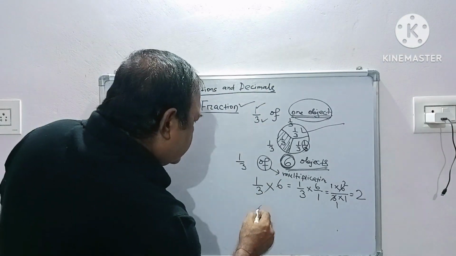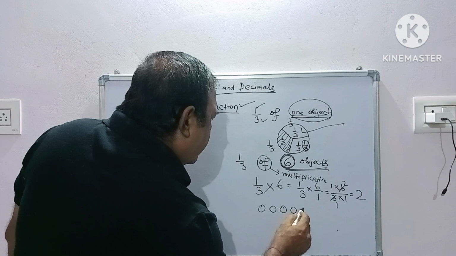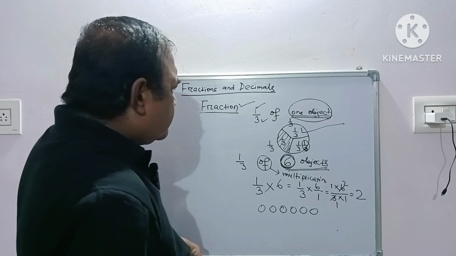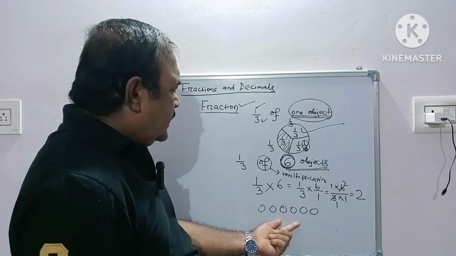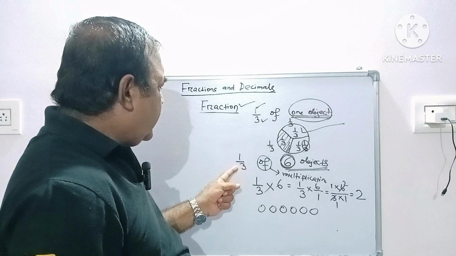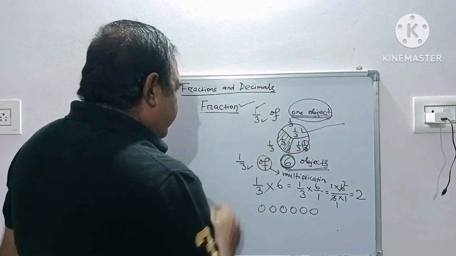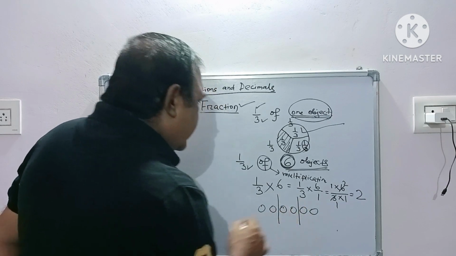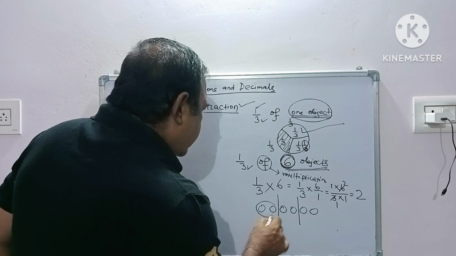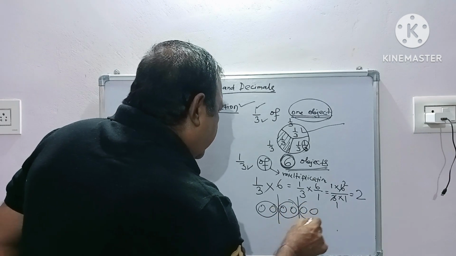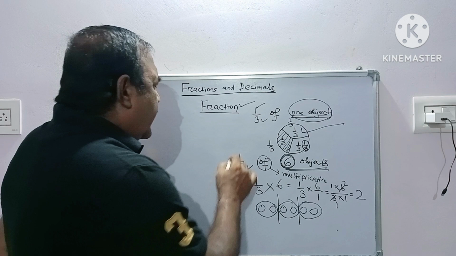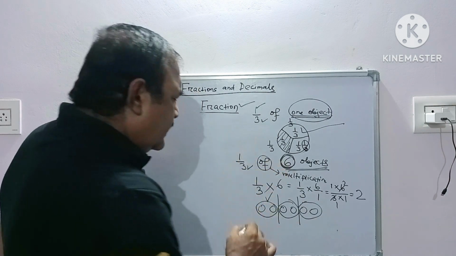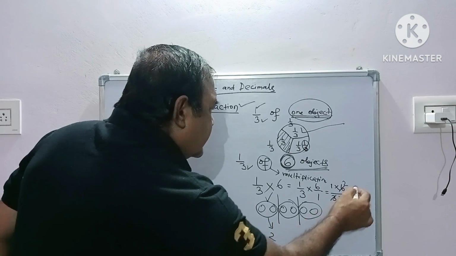You see, suppose 1, 2, 3, 4, 5, 6. There are 6 sweets. I have to divide the 6 sweets into 3 equal parts like this. So 3 equal parts I will have to divide. This is one part, this is one part, this is one part. You see, equal division. And I have to take one part. So I will take this part. So in this part, how many sweets are there? 2 sweets. And you see the answer is 2 or not.